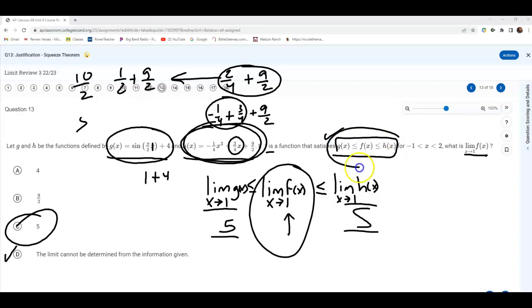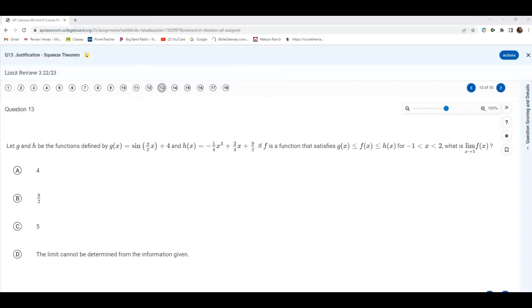So whenever you see this little thing where they show 3 functions in order like that, that's probably what you're going to be working with, the squeeze theorem. And so you'll have one like that here.